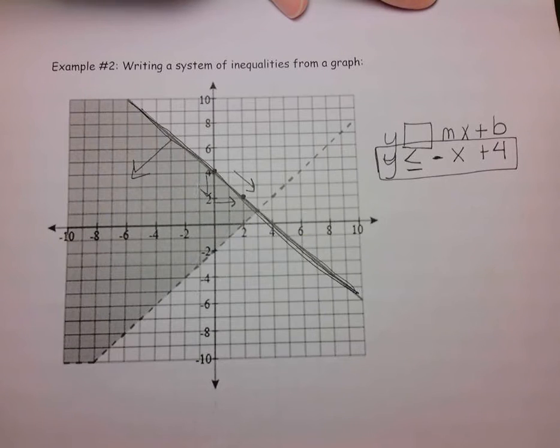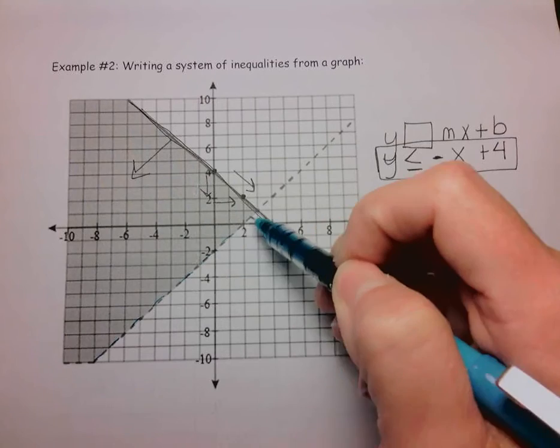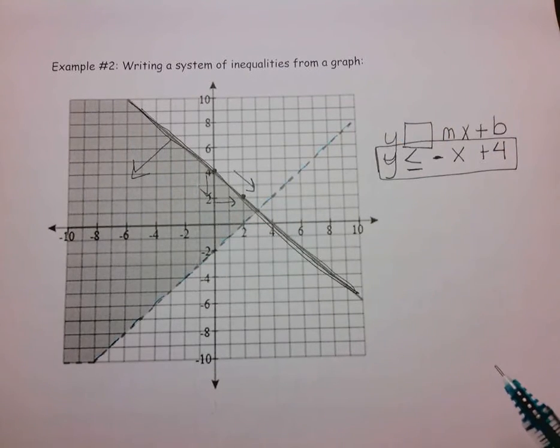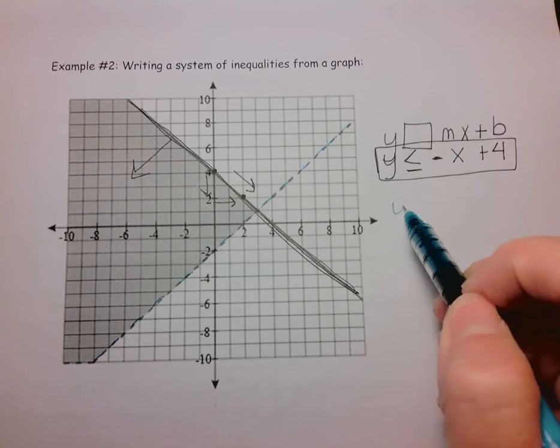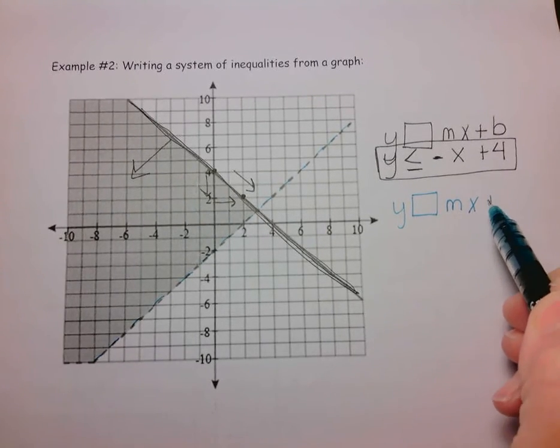Now I have to determine the inequality of the next line, or I need to determine the inequality for this line right here. We're going to call this blue, or for this part of the graph here. We're calling that blue. Okay, again, let me just take this one piece at a time.